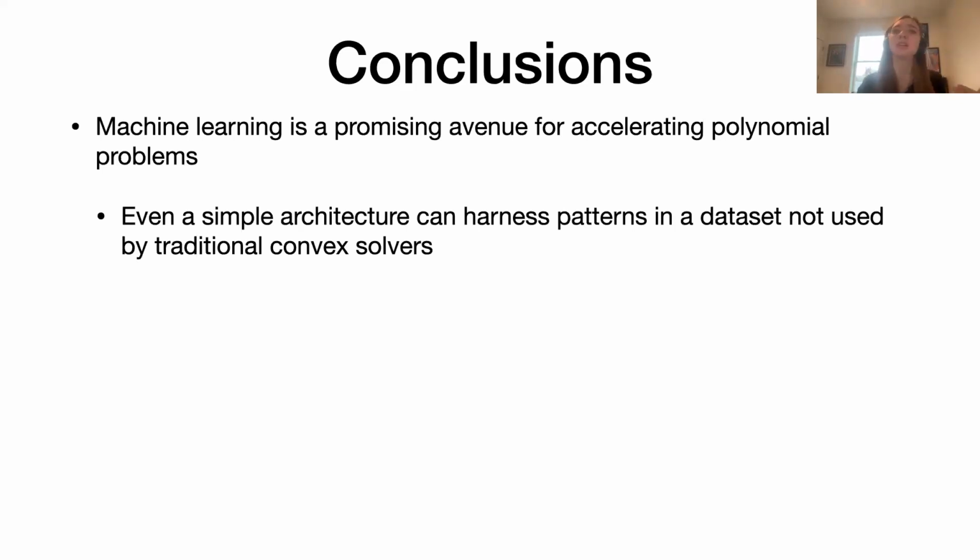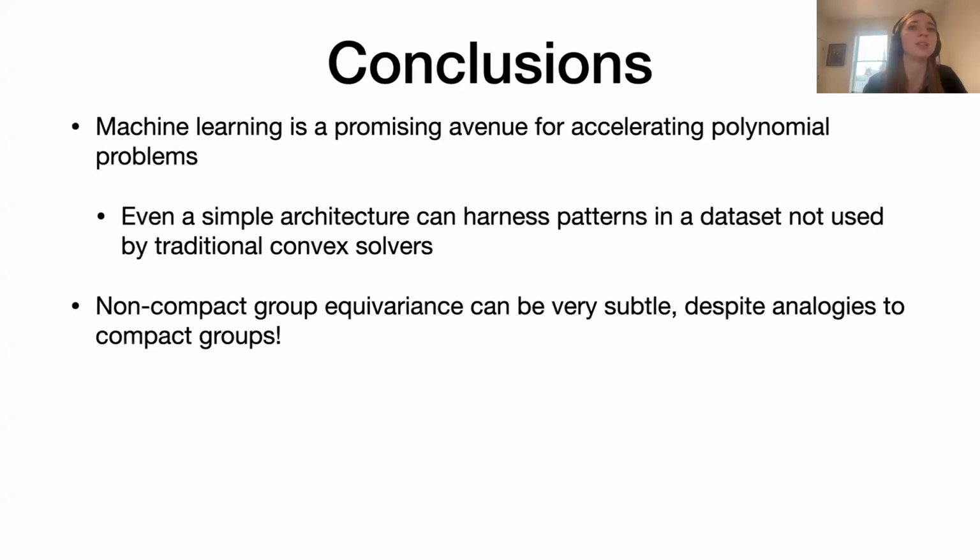I cannot emphasize enough that this MLP was not optimized architecturally. It was just a couple layers of fully connected linear layers interspersed with nonlinearities, and it already harnessed patterns in the data set very well in a way that's just not built into the way that convex solvers are formulated. They're solving every problem from scratch, which is both good and bad from a speed perspective.